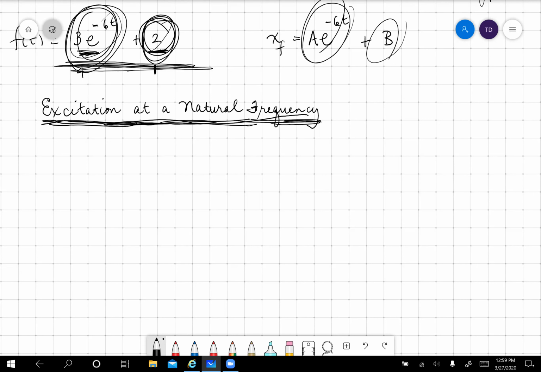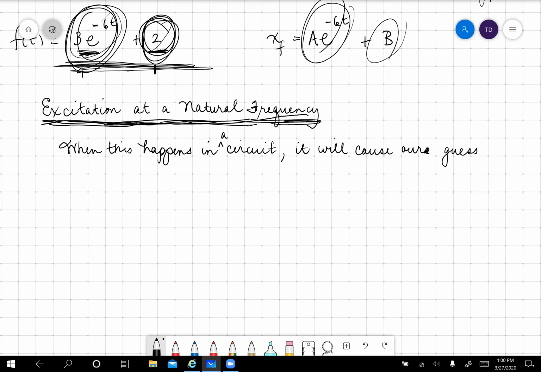So I would say right now, given everything we know, when this happens in a circuit, because it's the circuit that causes it to happen, not you that causes it to happen, when this happens in a circuit, it will cause our guess to be wrong. So we're making an educated guess. We're educated people, and we know our guess is going to be wrong. And I'm going to go through why we'll know it's going to be wrong. So let me tell you what it is.